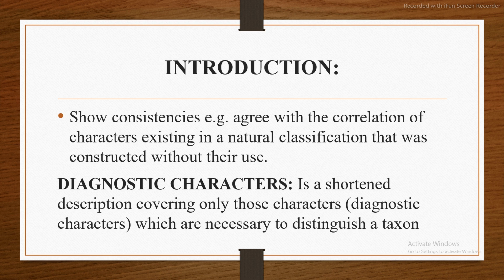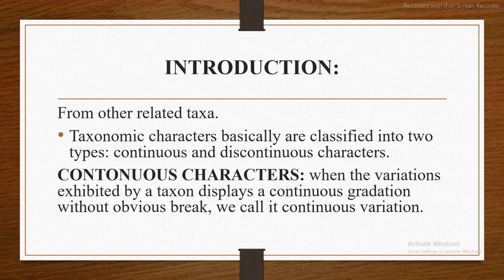Next are diagnostic characters. A diagnostic description is a shortened description covering only those characters, diagnostic characters, which are necessary to distinguish a taxon from other related taxa. Taxonomic characters are basically classified into two types. First is continuous and the second is discontinuous characters.